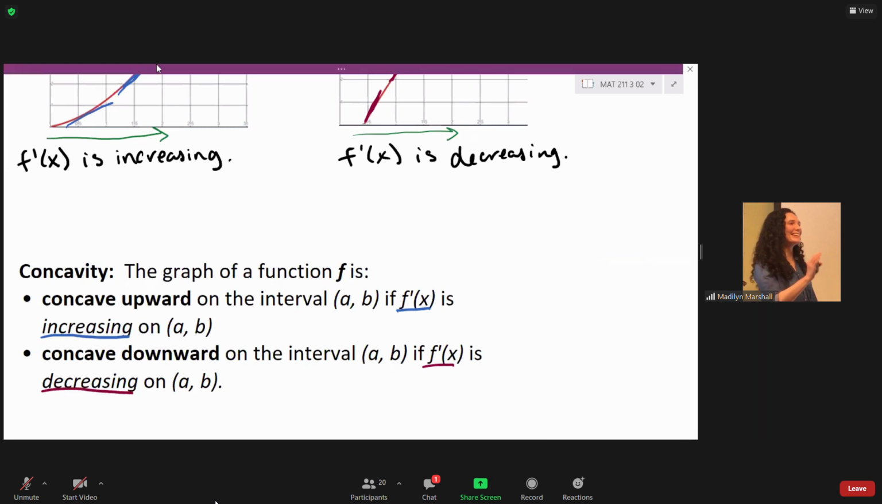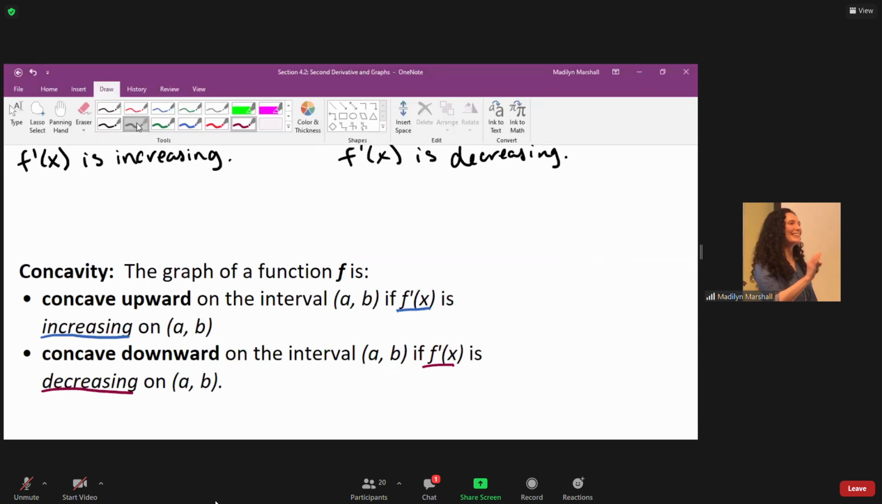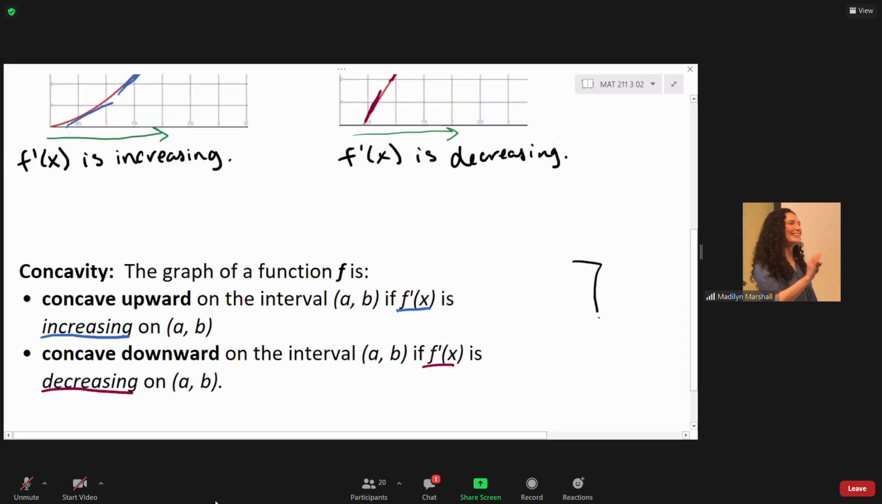So concave is a word that's not just used in math. If we have like a concave lens, if you take physics or another science class, concave just means it's like pushed inward, like a cave. And so concave up and concave down is referring to which direction the cave part is opening toward.